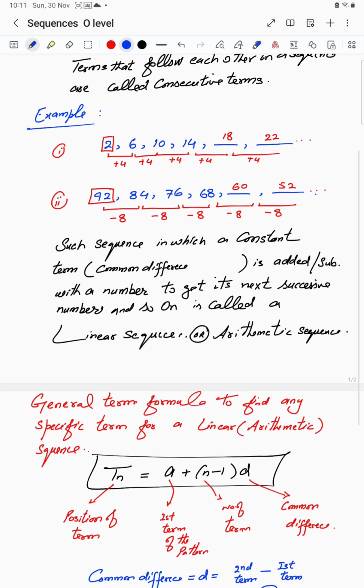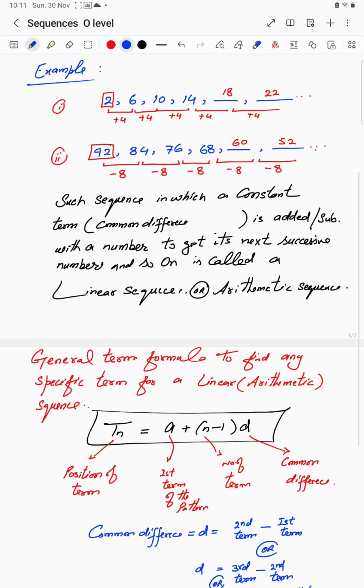So the next step is what to do when the sequence is not linear. Here it was a linear, or arithmetic, sequence. If it is not linear or arithmetic, what to do?